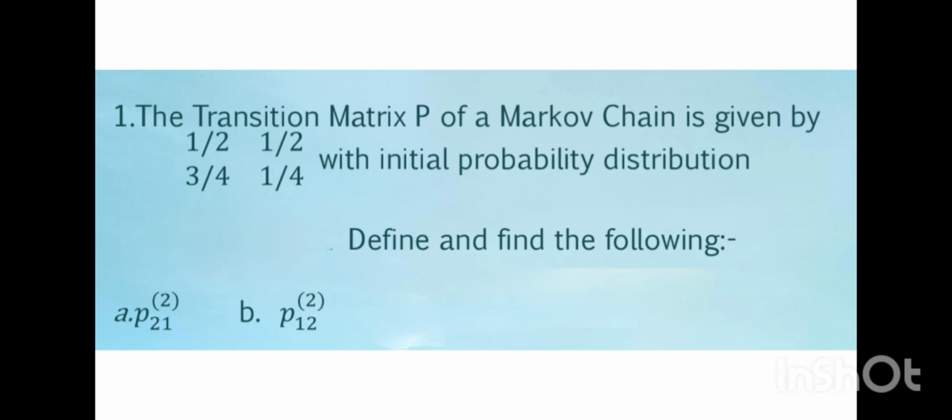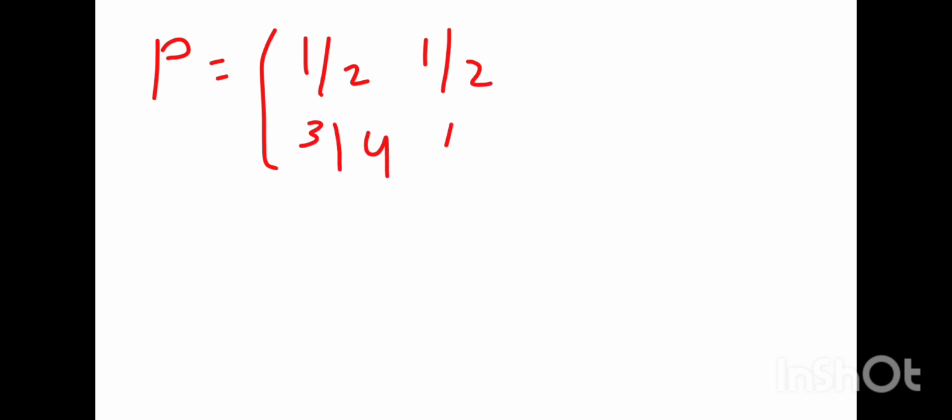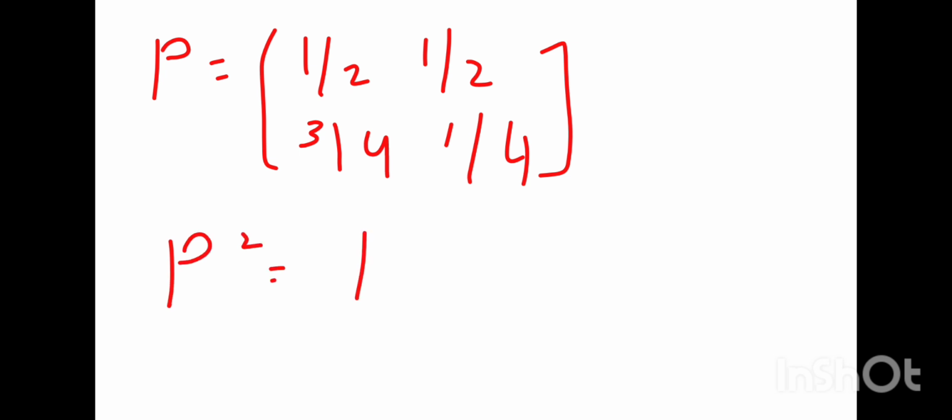Problem on Markov chain. The transition matrix P of a Markov chain is given by the matrix [1/2, 1/2; 3/4, 1/4] with initial probability distribution. Define and find the following: P21 of 2, P12 of 2. The given P matrix is equal to [1/2, 1/2; 3/4, 1/4]. We have to find P square. P square is equal to P into P. We have to multiply the P matrix into the P matrix.